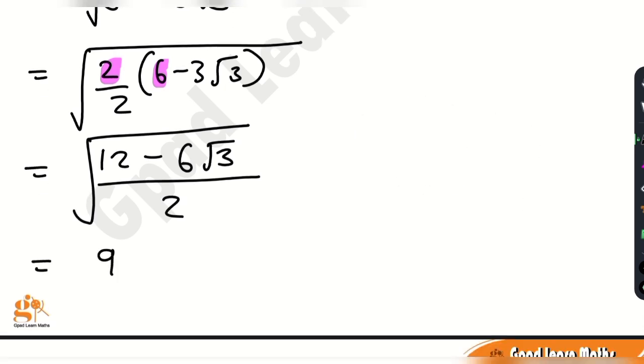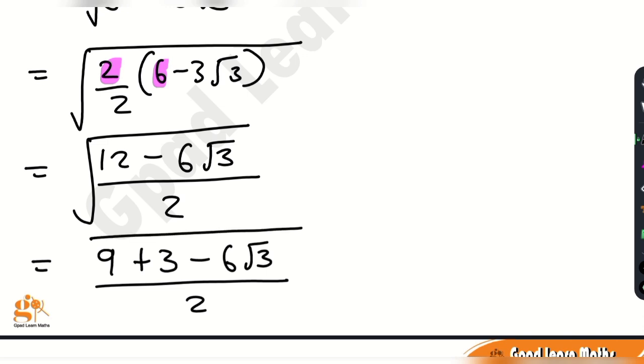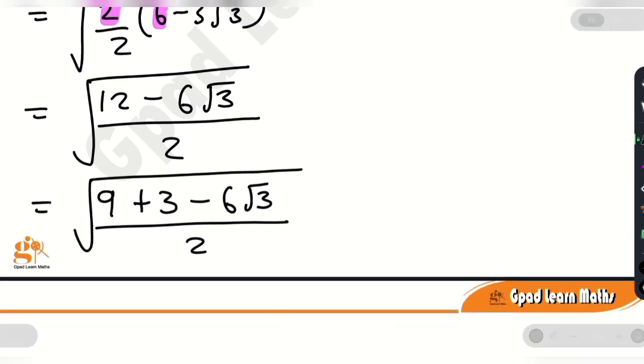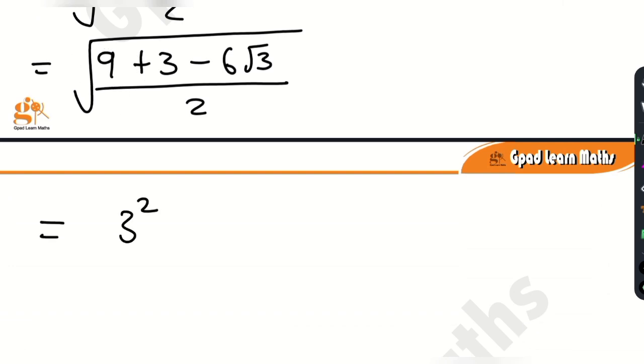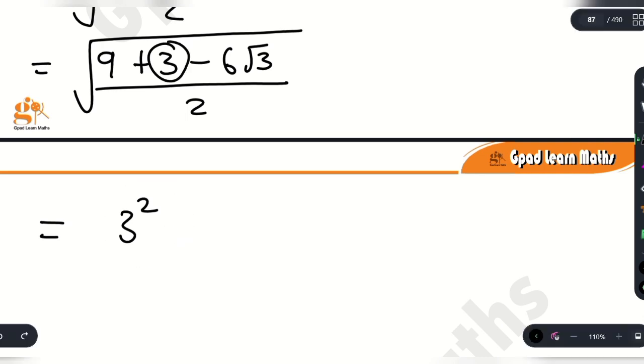Equal to 9 plus 3, minus 6 root 3 over 2 with the square root on it. Okay, so the next line is going to be what? We're almost getting close to our answer. 9 will become what? 3 raised to the power of 2. Yes, because 3 raised to the power of 2 is 9. But what about this 3?